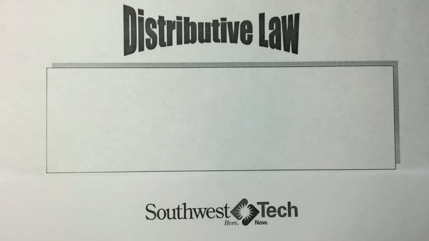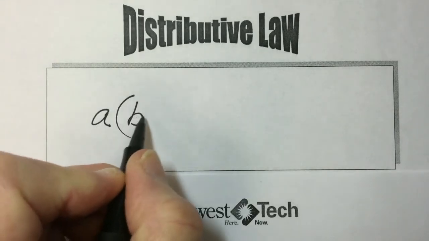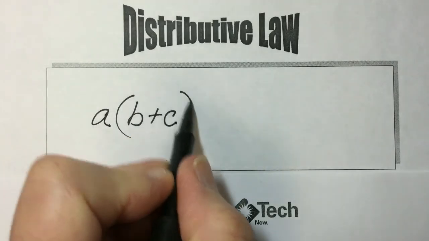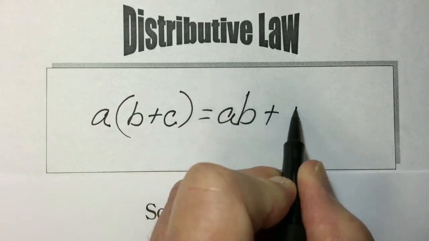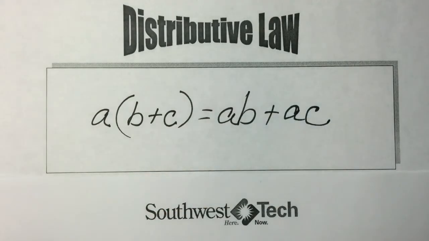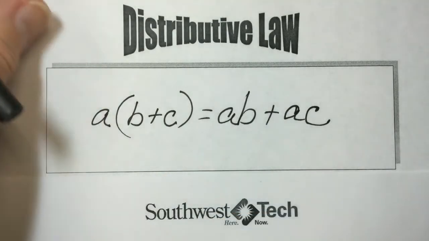The distributive law is probably the single most important law for manipulating algebraic expressions. And the distributive law states for any numbers a, b, and c, a times the quantity b plus c is equal to a times b plus a times c. The product of a number and a sum can be written as the sum of the products.